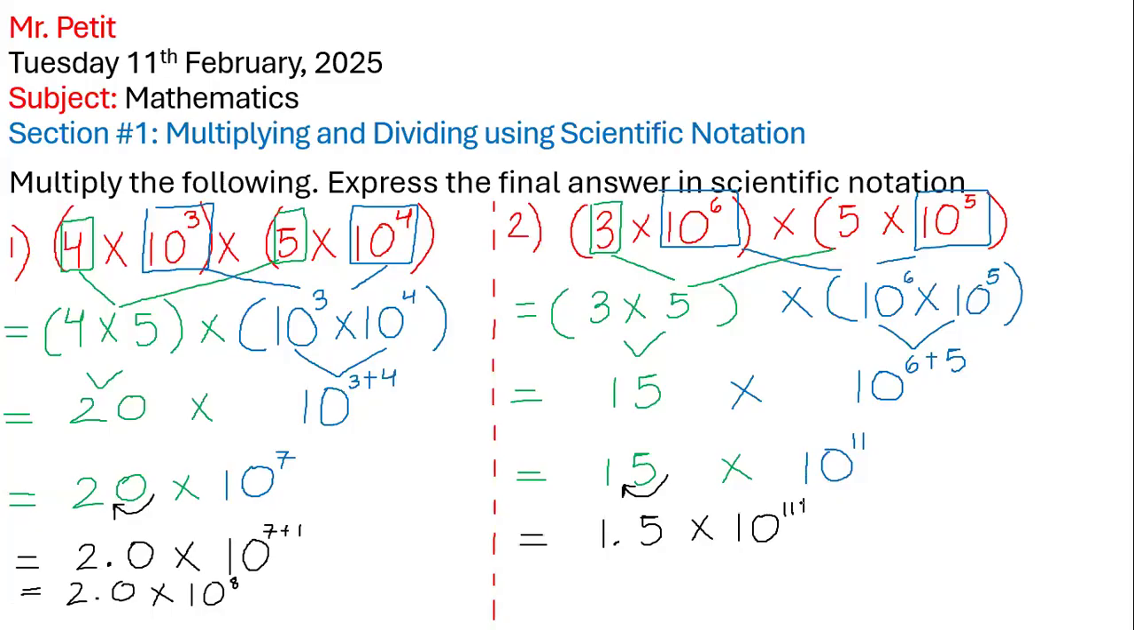So we're gonna add 11 plus 1. And what is 11 plus 1? That's gonna be 12. So 1.5 multiplied by 10 to the 12. That's how we got that.